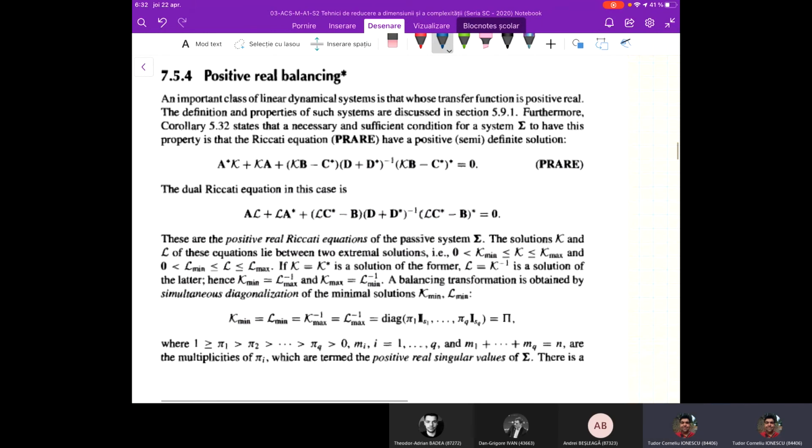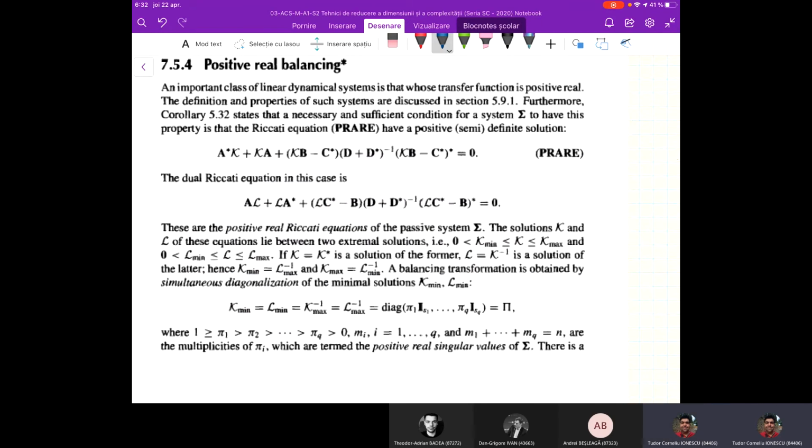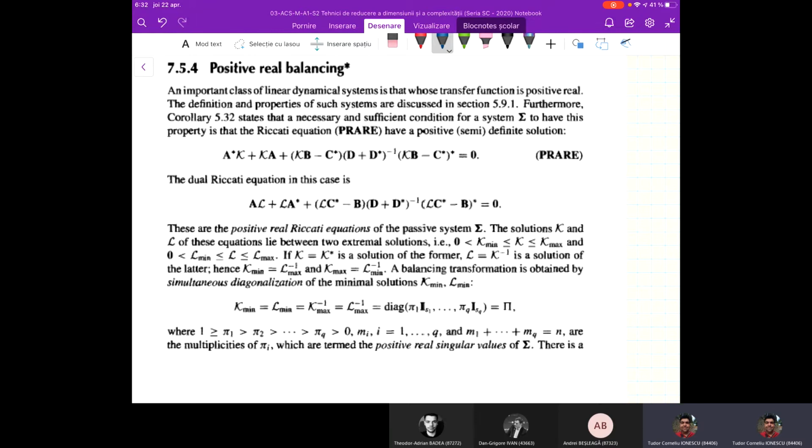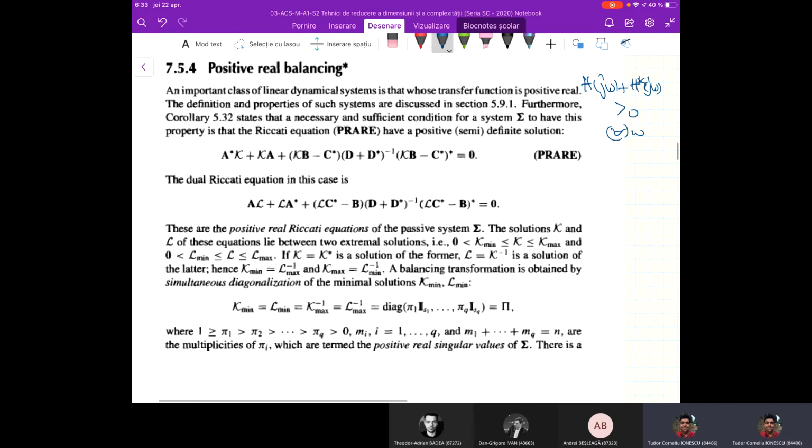We also have positive real balancing. What's a positive real system? So we had bounded real systems. Now we have positive real systems. An important class of systems is those whose transfer function is positive real, or these are passive systems. And there are sections where these things have been discussed. Essentially, positive real means that H(jω) plus H*(jω) is positive for all ω. This is positive real. Because these are also real quantities, that's why it's called positive real.